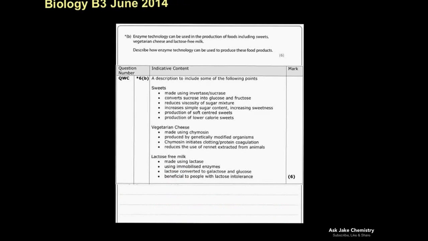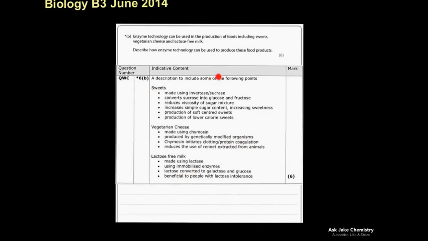So the last 6-mark question is also very nice. Enzyme technology can be used in the production of foods including sweets, vegetarian cheese, and lactose-free milk. Describe how enzyme technology can be used to produce these products. You need to talk about chymosin, sucrose, fructose, lots of different things. You have a lot of things you can talk about again.